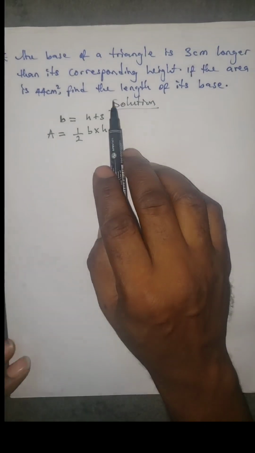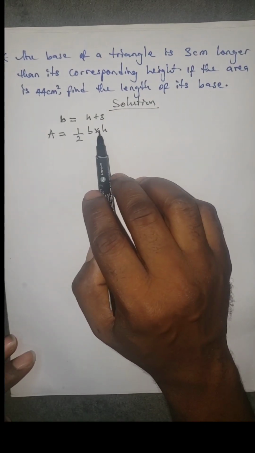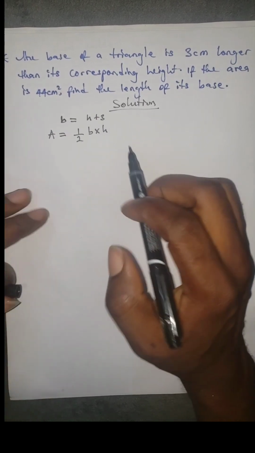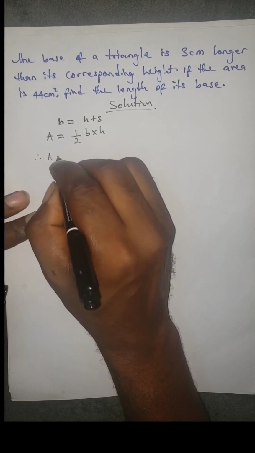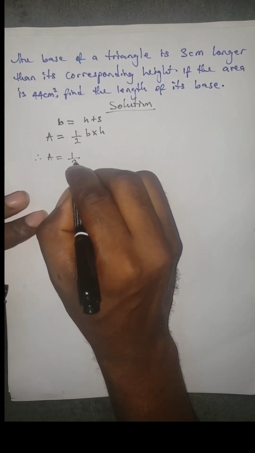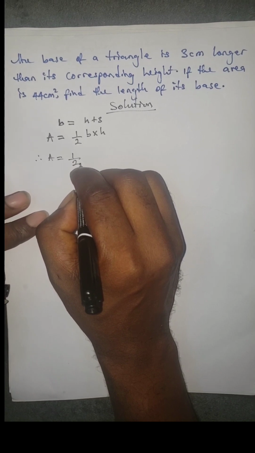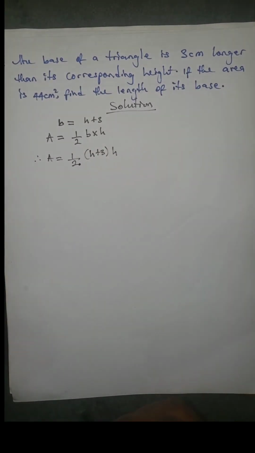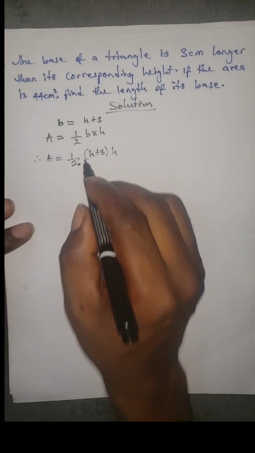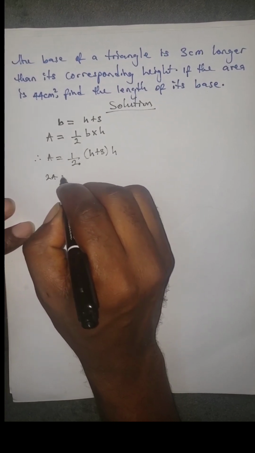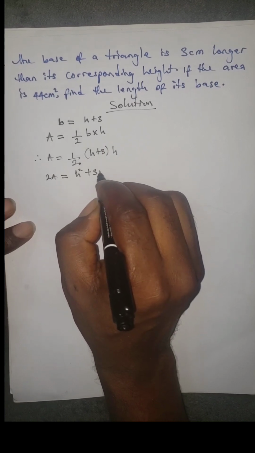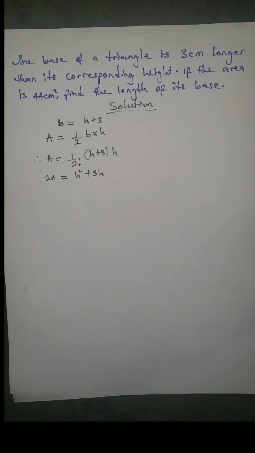Okay. Now to express this area in one variable, we have to replace b with h plus 3. Therefore, a is going to give us 1/2 h plus 3 into h. Okay, so when you cross and multiply, you have 2a equal to h square plus 3h. Okay, so with that now we can put the value of our area.